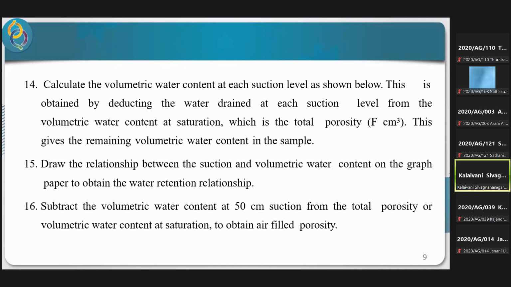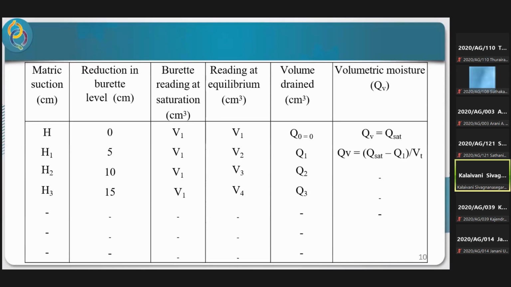Okay, so I will tell about the calculation part. From that also you can understand the procedure, right? Here likewise you have to get the reading. Matrix suction is measured in centimeter, so that is the height. And the reduction of burette level.